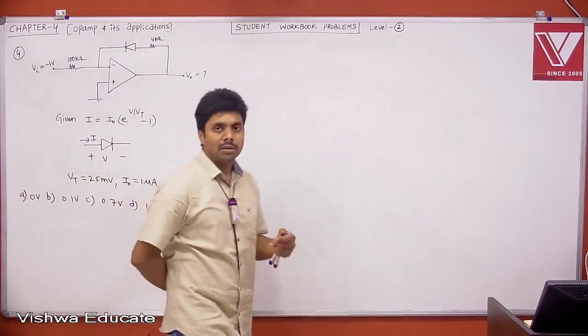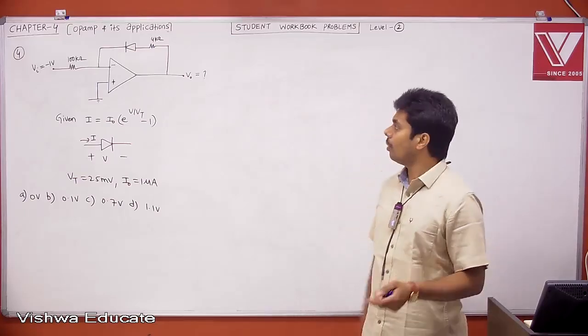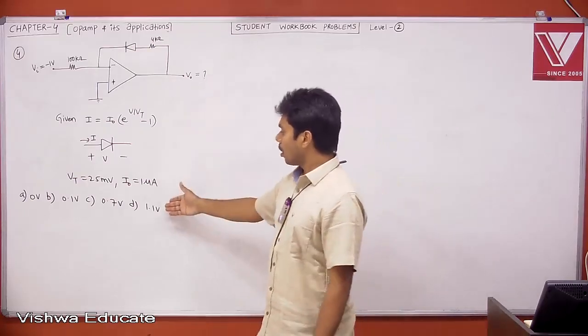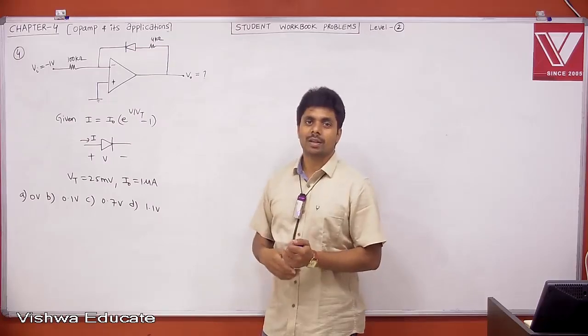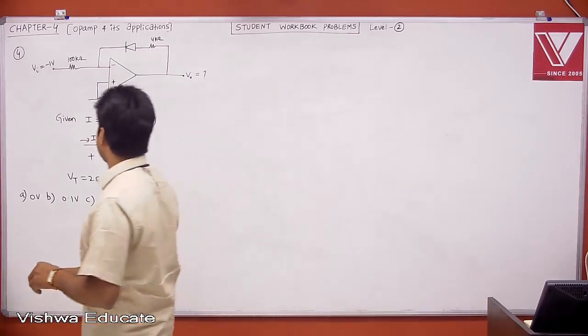I am just asking you to guess. Therefore, you may get V naught is equal to 1.1. But let's see what we get. Before that, let me explain theoretically.